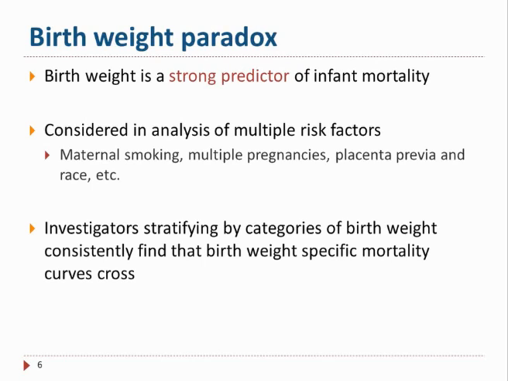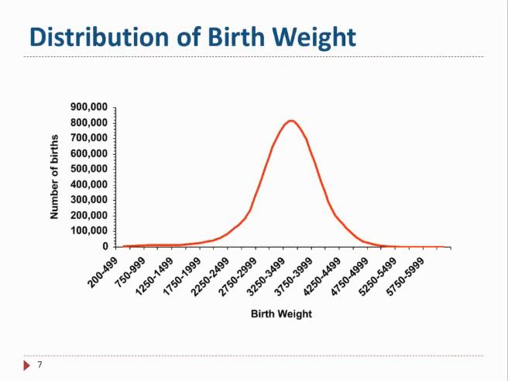The interesting thing is that when investigators have been looking at these associations and adjust for birth weight, they found that the birth weight specific mortality curves cross. We'll talk about what that means. So here we have the distribution of birth weights in the United States.